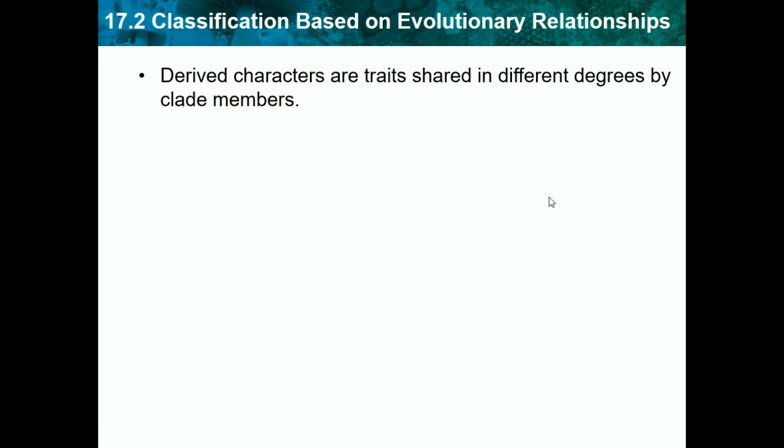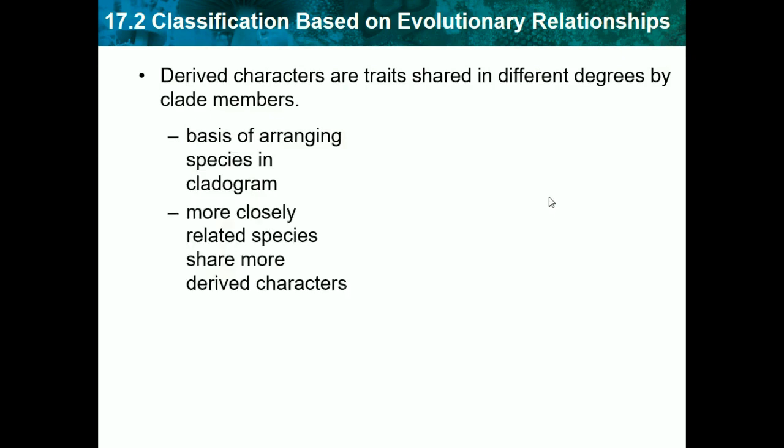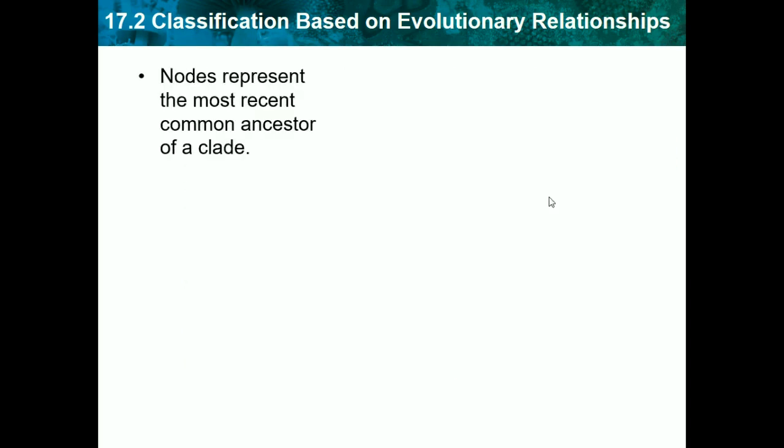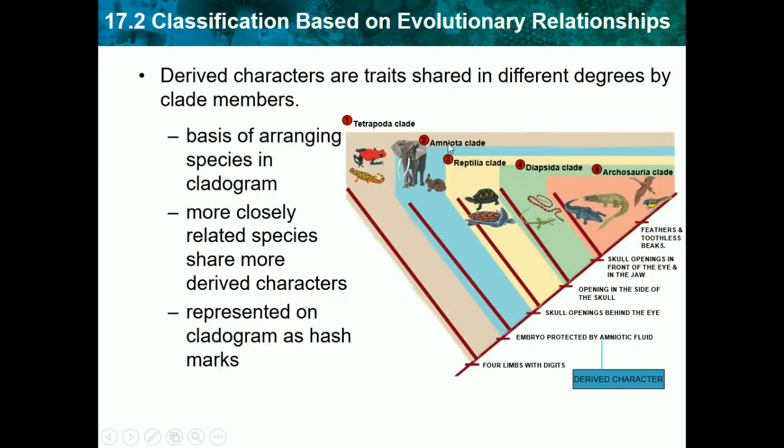So derived characteristics are traits shared in different degrees by clade members, the basis of arranging species in a cladogram. More closely related species share more derived characters. So this is kind of basic stuff. The closer they are on the tree, the more closely related they are. The farther away, the more different they are. And at each branch, they change somewhat, so it's represented on the cladogram as hash marks. We don't need to know that. But we do need to know what a cladogram looks like and what they're used for.